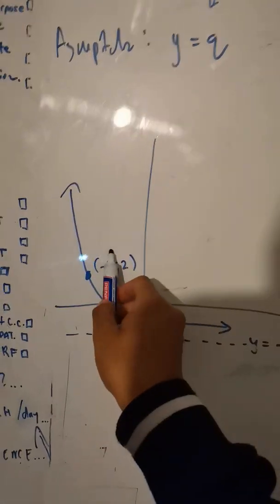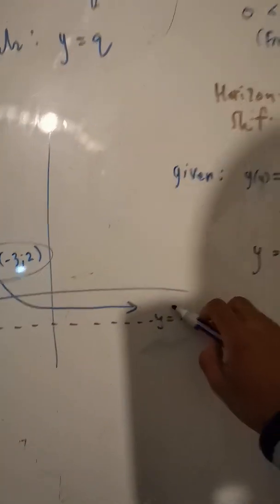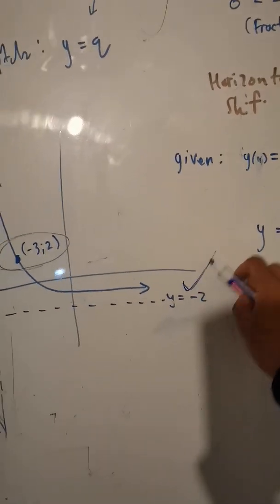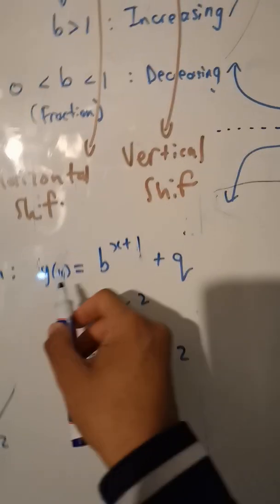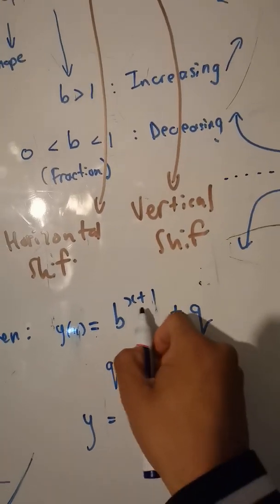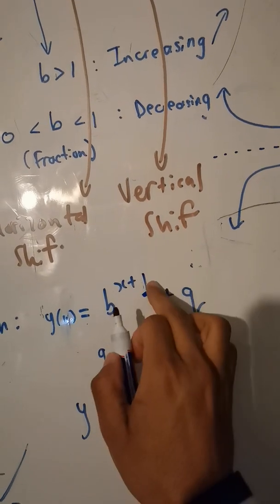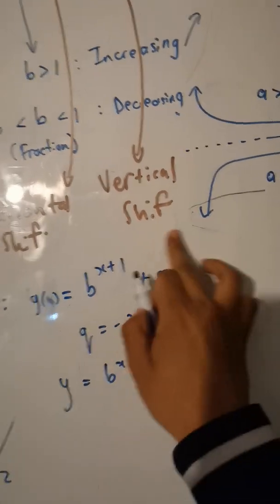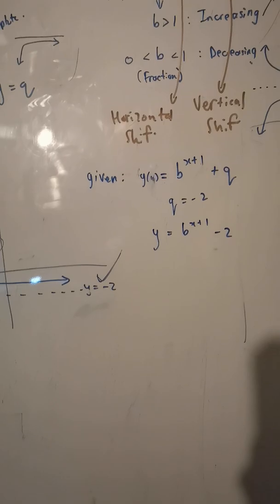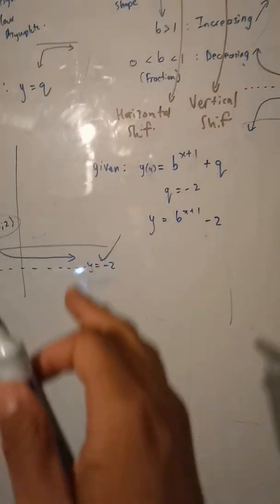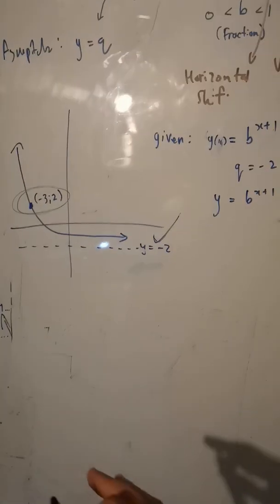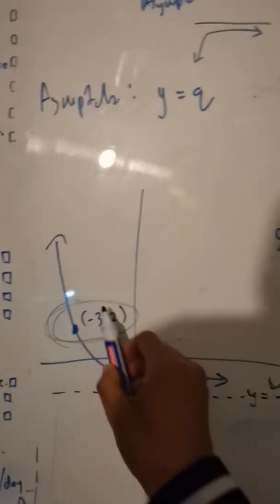They give us another point on the graph. So we're done using that piece of information. Oh yes, and they say that g of x is equal to b to the power of x plus 1 plus q. So they give us that value there. So you don't have to worry too much about it, but we're going to practice examples. This is just a basic revision.